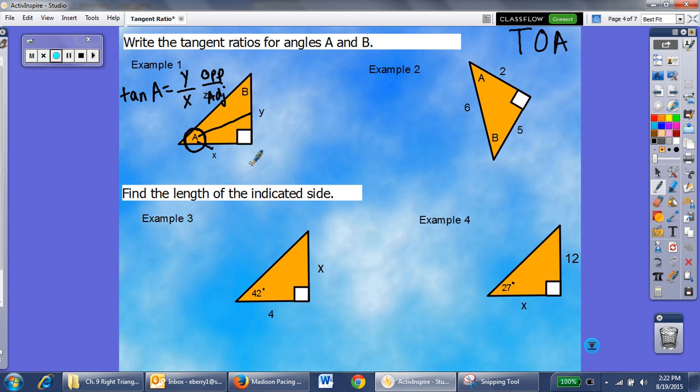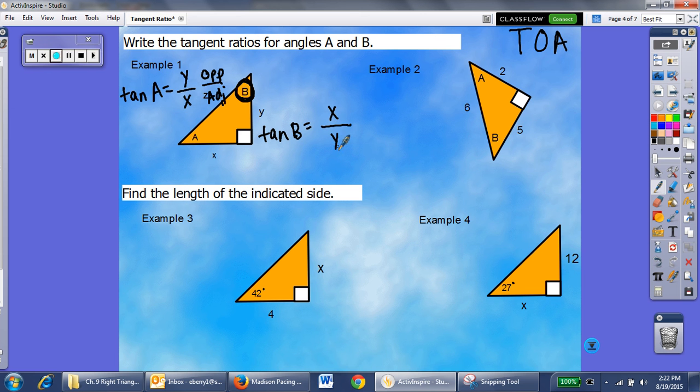And now we can do for B. So let me clear this writing here. So let's do the same thing. So for the tangent of angle B, so now our eyes are looking right here at B. So we want to do opposite over adjacent. So opposite of B is x, adjacent to B is y. So we can leave it like that.